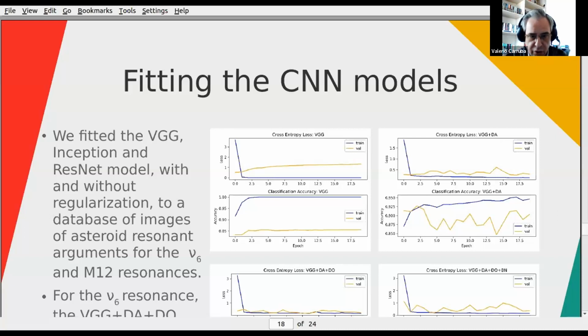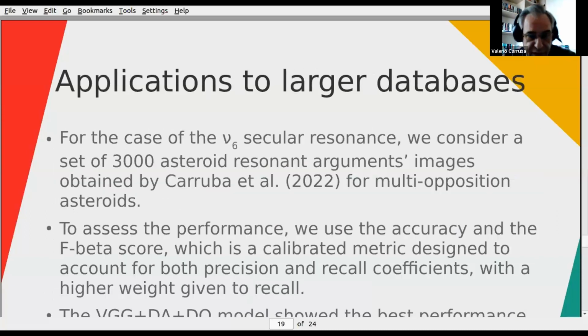So we now have a model that can recognize the images of several thousand asteroids in seconds. And this is a major improvement with respect to what we did in the past, which was visual inspection. It would require weeks or even months of analysis, and it was always subject to errors by a single observer.